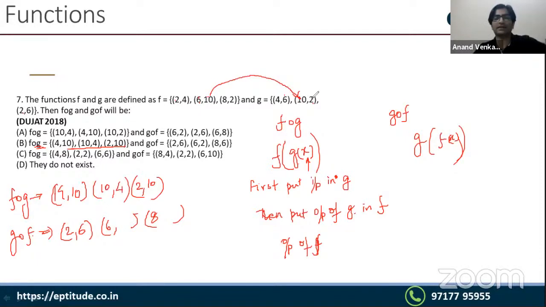फिर अगला इनपुट मैं f में डाल रहा हूँ 6, आउटपुट आएगा 10, 10 को यहाँ ले जाते हैं, g में 10 डालेंगे तो आउटपुट आएगा 2, तो 6 डालने पे आउटपुट आ रहा है 2. And finally, if you put the input as 8 inside f, I get output as 2. You take this output and you put it inside the input 2 for g, and g will give me the output as 6. So 8 comma 6, and indeed all the 3 ordered pairs match. So the answer will be option B.